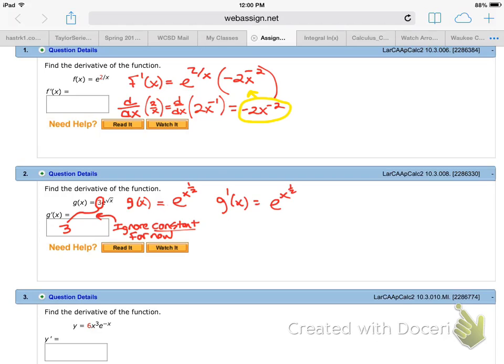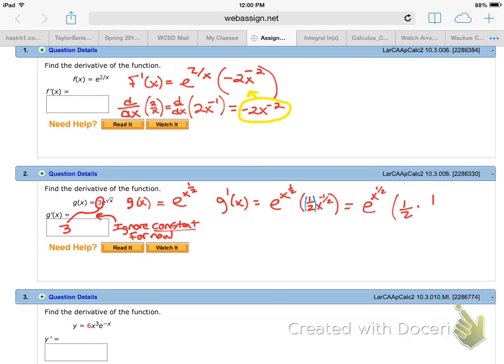The next thing you do is, when you take the derivative of e to the x to the 1/2, I rewrite it, e to the x to the 1/2 times the derivative of x to the 1/2, which is 1/2 x to the negative 1/2. I'm done, except I have to put my 3 back, of course.